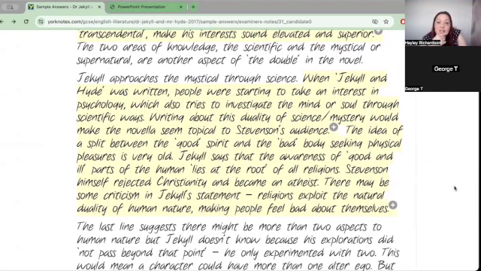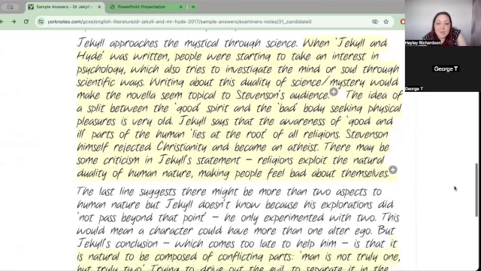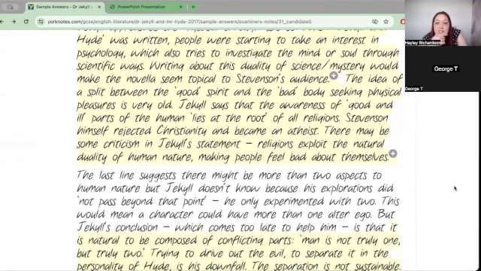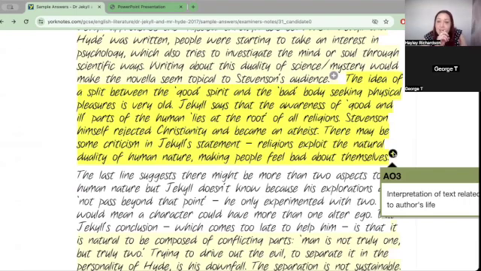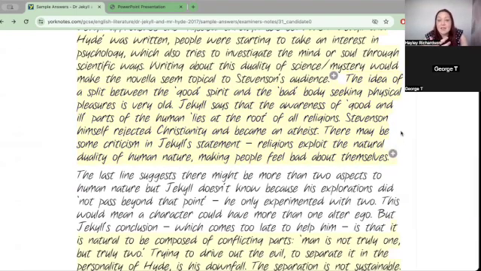Jekyll says that the awareness of good and ill parts of the human lies at the root of all religions. Stevenson himself rejected Christianity and became an atheist. There may be some criticism in Jekyll's statement. Religions exploit the natural duality of human nature, making people feel bad about themselves. Very insightful there. Interpretation of the text related to the author's life and showing that the writer of this essay has a rounded reading and a bit of background knowledge on why the writer wrote what they did and how the public would have perceived that.